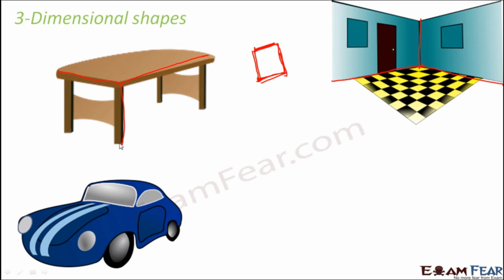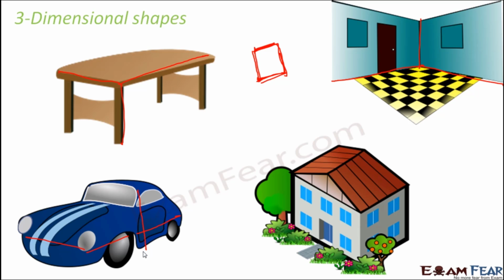Look at the car. In this car also, you have the length of the car, the breadth of the car and also the height of the car. So again, 3 dimensions are needed here also. Think of a house, one of the best examples. In a house also you have length, breadth and height. So all these objects are 3-dimensional objects, and now we are going to talk about some 3-dimensional shapes.